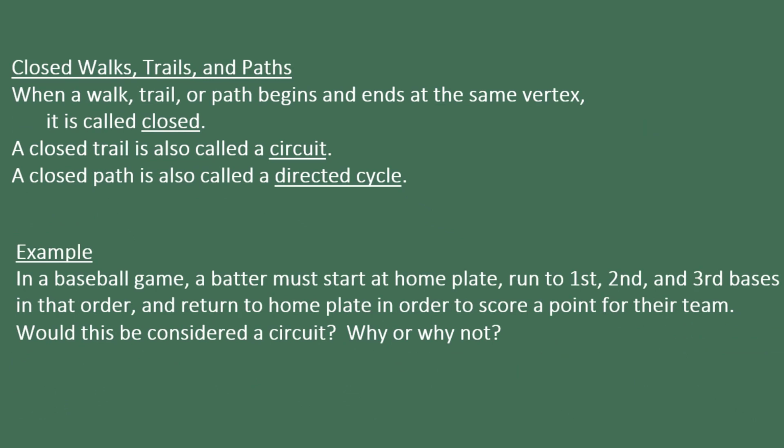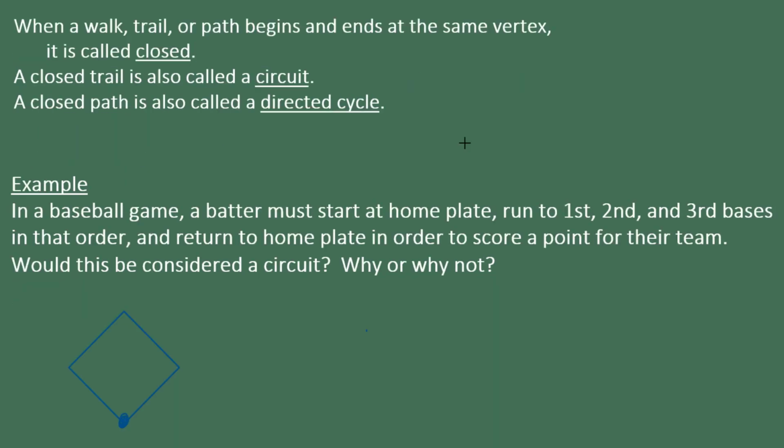So let's consider this application. In a baseball game, a batter must start at home plate, run to first, second, and third bases in that order, and return to home plate in order to score a point for their team. Would this be considered a closed path? In other words, a directed cycle. Why or why not? Okay, so if you're not familiar with a baseball diamond, we have home plate, and then we have first base, we have second base, and we have third base.